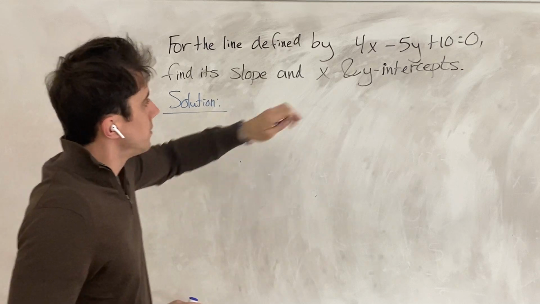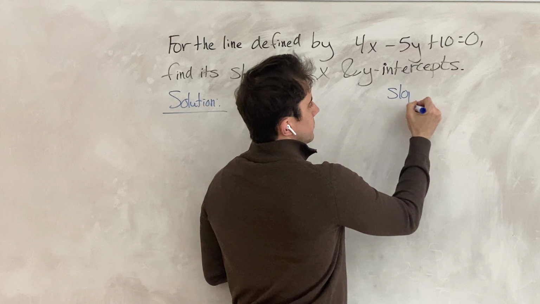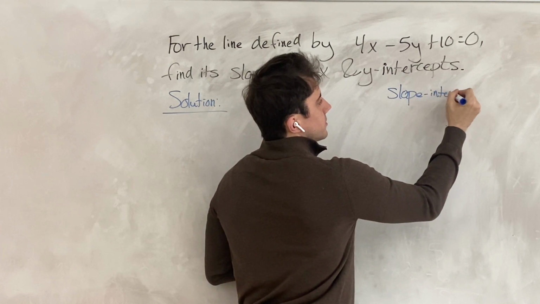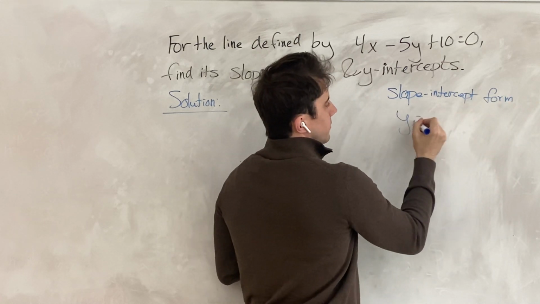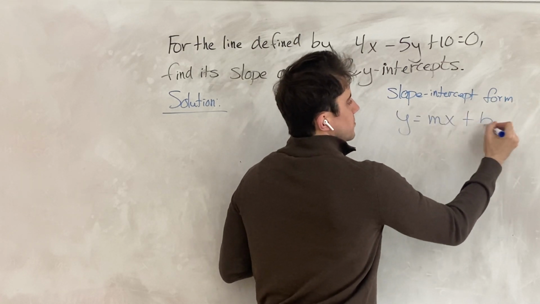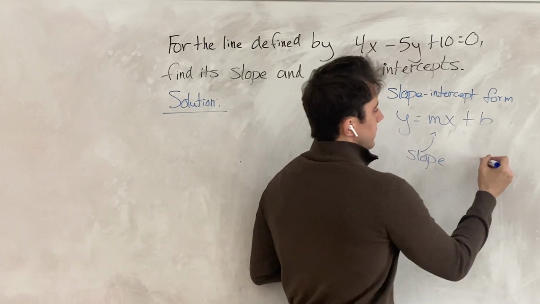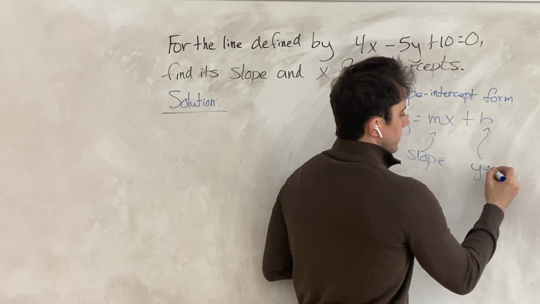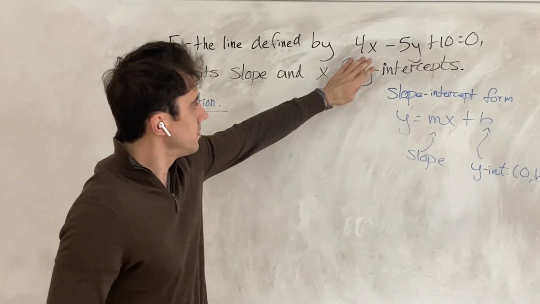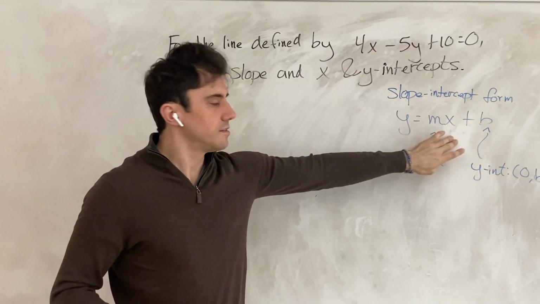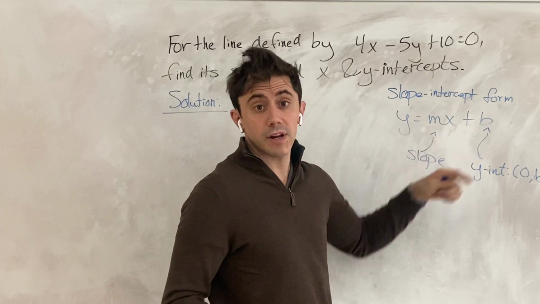So first off, we have it in general form. We could put it into slope-intercept form. I'll remind you that slope-intercept form is when we have it in the form of y is equal to mx plus b, where m is our slope, right? And b is our y-intercept's y-coordinate, right? And so if we could move this to this form, then we could read off the slope right away, and we could read off the y-intercept right away, right? So that would be nice.